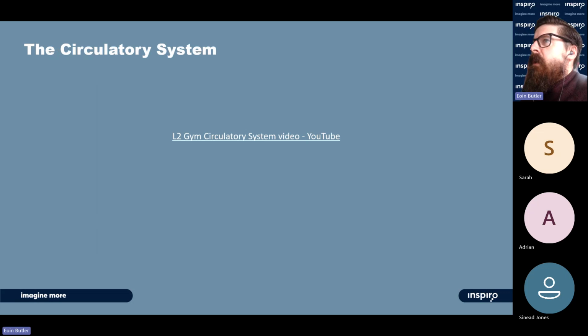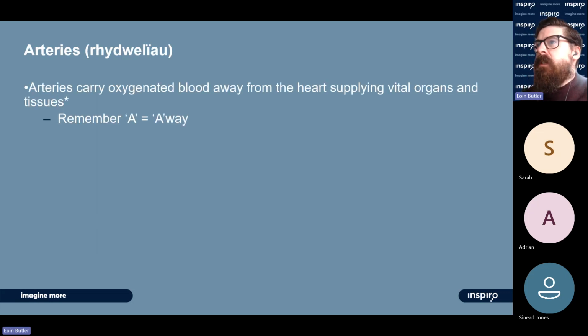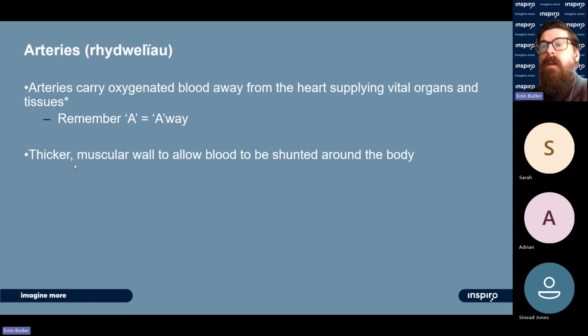Okay, so the next section then we're going to look at arteries. So as I described, we said that arteries will supply the systems and muscles of the body with oxygenated blood. So the rule is that arteries carry oxygenated blood away from the heart supplying vital organs and tissues. So if we remember, A for arteries means A, away from the heart. They have got a thick muscular wall to allow blood to be shunted around the body.